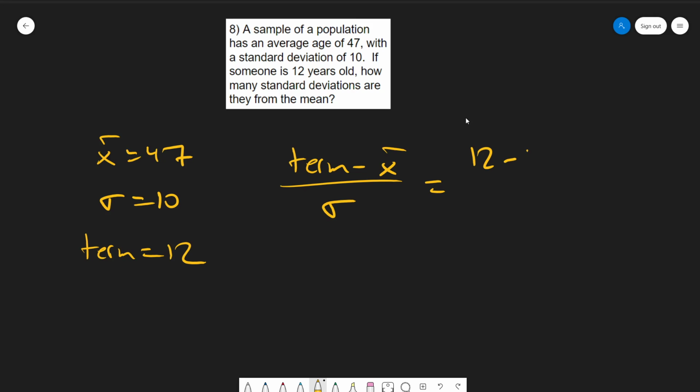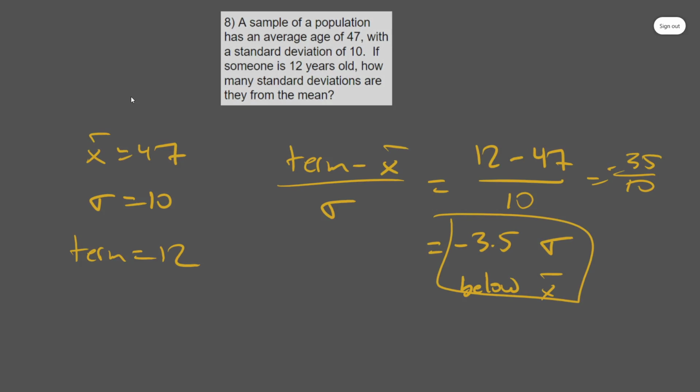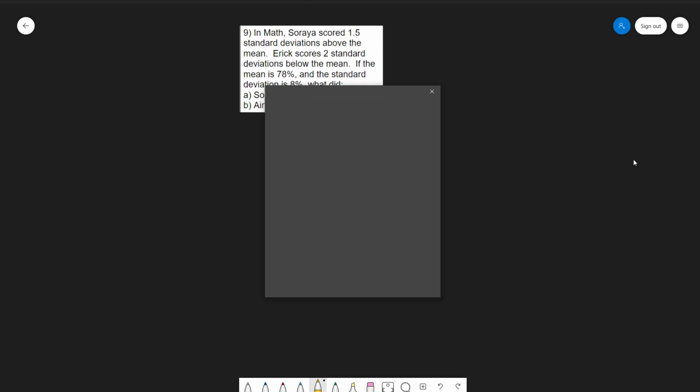And we're going to take 12 minus 47. So we're below the mean now. We're looking at a negative number. And I wrote another standard deviation, but I should have written 10. So we get negative 35 divided by 10. And we get negative 3.5 standard deviations below the mean. So you're going to see a couple questions like that. And then you're also going to see a couple questions like 9 and 10.